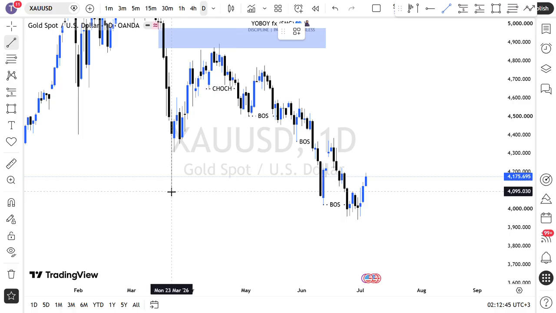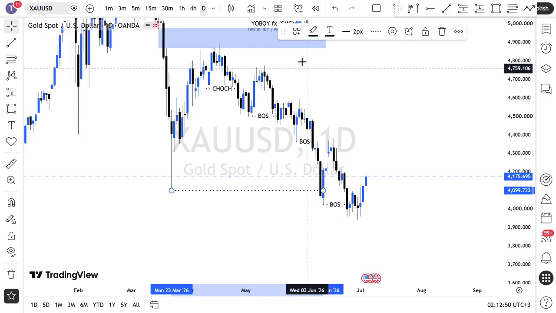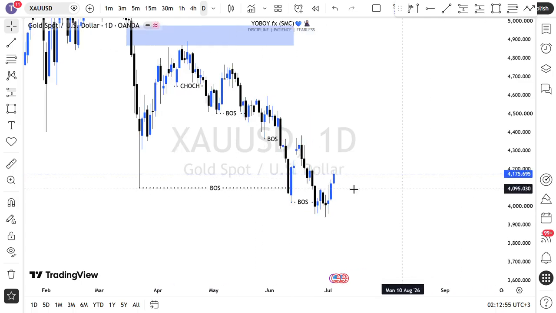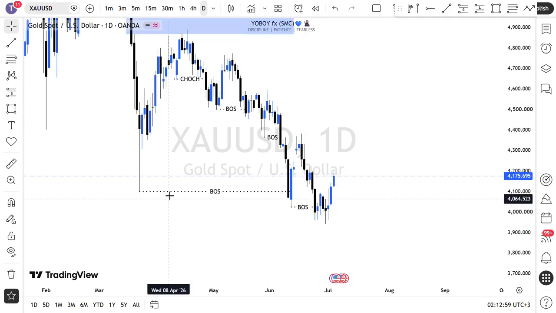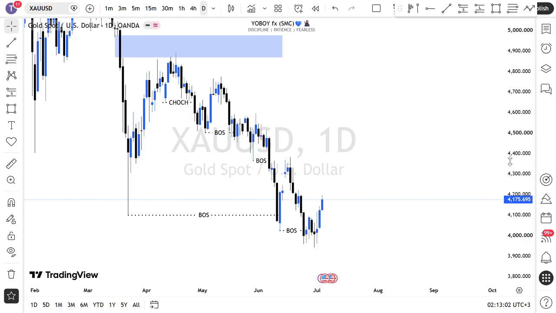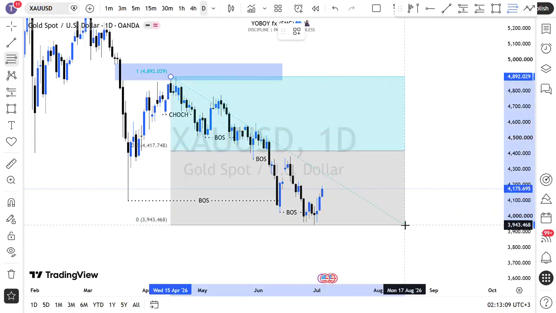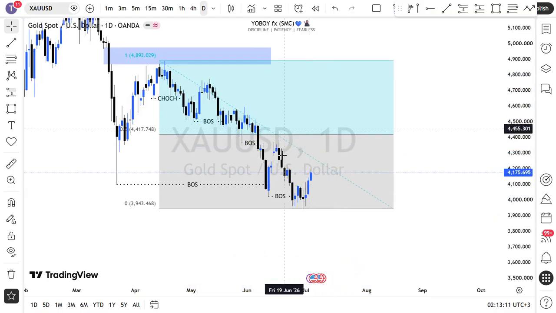So the market already took out this low here and formed a break of structure to the downside. And after that break of structure, we also have this break of structure here to the downside. But after this break of structure, we didn't have the market coming back into the 50% level. As always, we expect structure to be at least having a pullback into the 50% level. And because of that, we'll be expecting the market to have that pullback inside these areas.